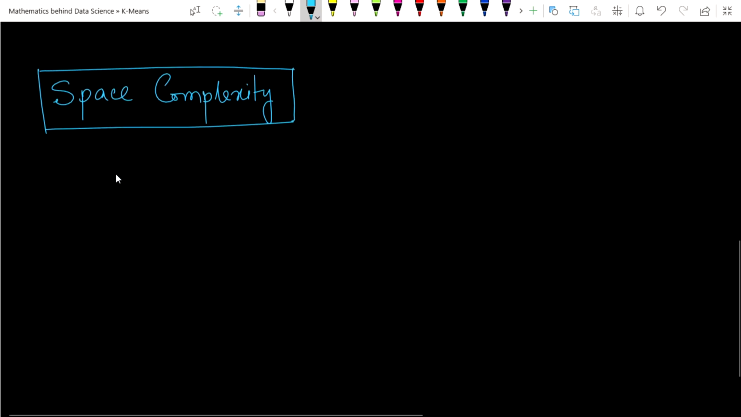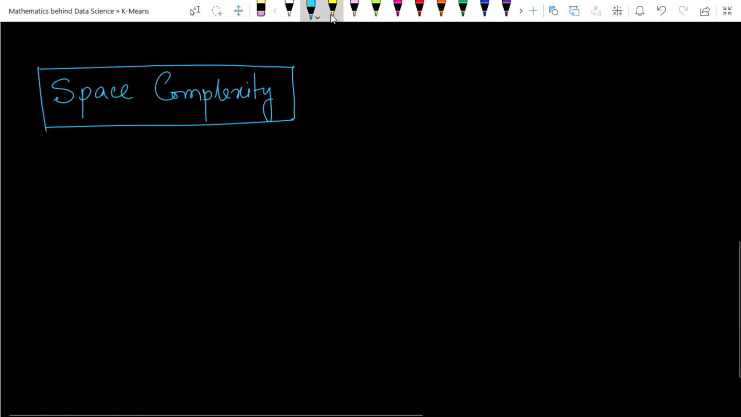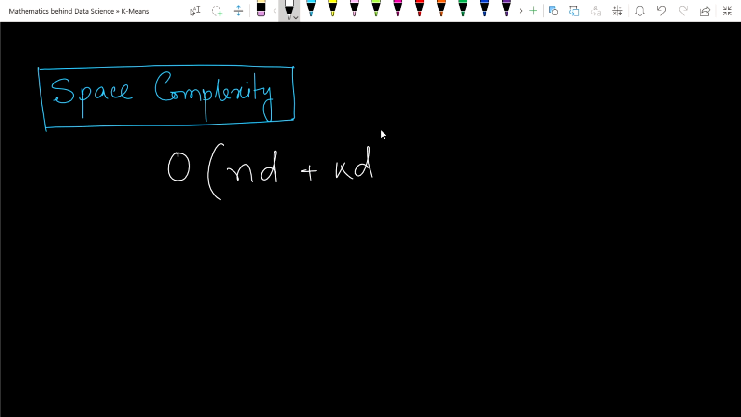What is the space complexity? So the space complexity here will be order of kd plus kt. Now let's try to understand this step by step.